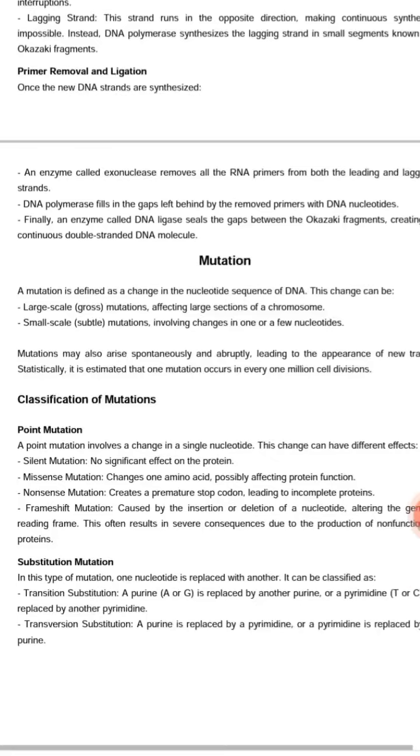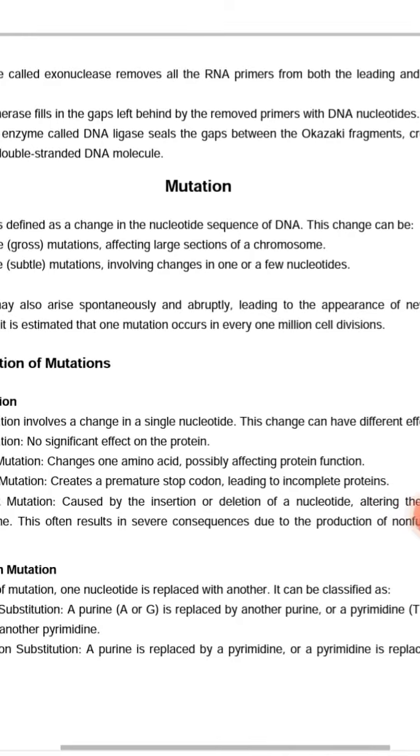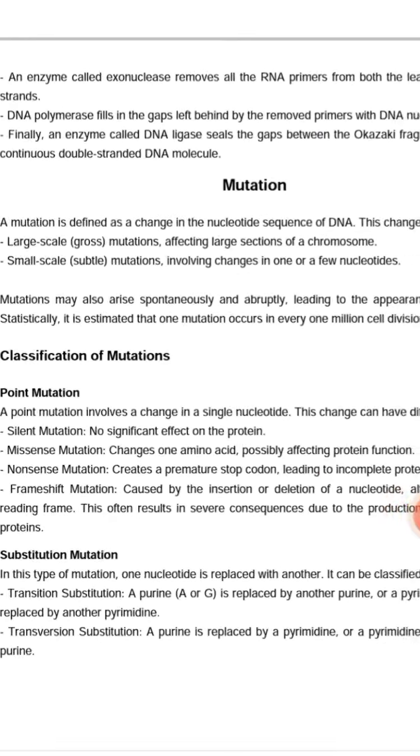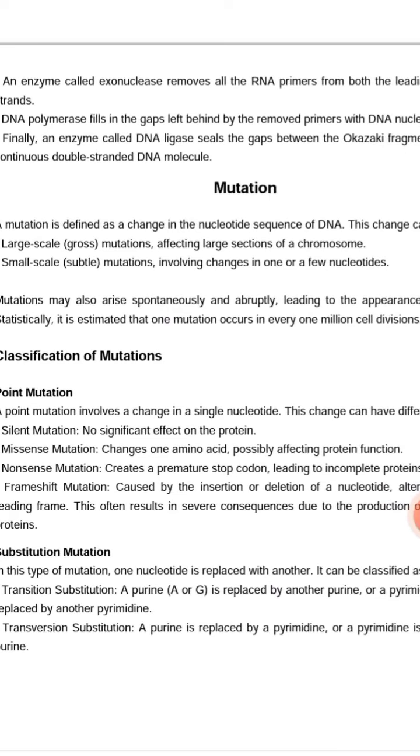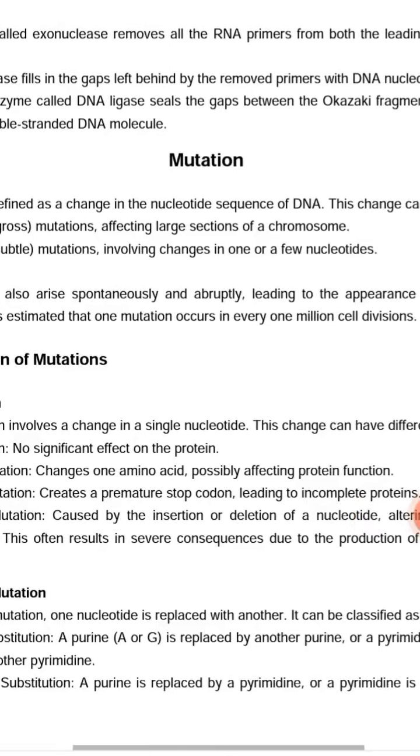So mutation. When we say mutation, the first thing that should come to your mind is a change. So a mutation is defined as a change in the nucleotide sequence of DNA. It can be on a large scale, affecting large sections of a chromosome. The large scale is called gross mutations, or it could be on a small scale called subtle mutations, where it merely involves changes in one or a few nucleotides.